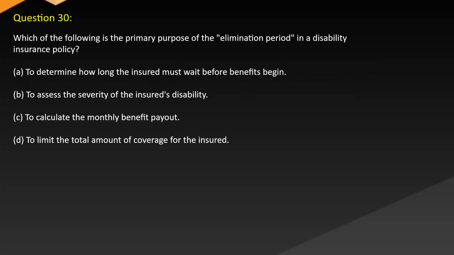Question 30. Which of the following is not a factor that would be considered in underwriting for health insurance? A. The applicant's medical history and pre-existing conditions. B. The applicant's occupation and lifestyle habits, such as smoking or exercise. C. The applicant's income level. D. The applicant's age and gender.